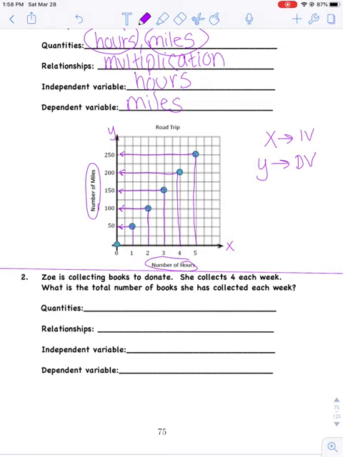This is a regular word problem, so I think it'll be a little bit easier. So it says Zoe is collecting books to donate. She collects 4 each week. What is the total number of books she has collected each week? Start by circling your Q's and R's. Anything you see, go ahead and circle. You could pause the video if you need more thinking time.